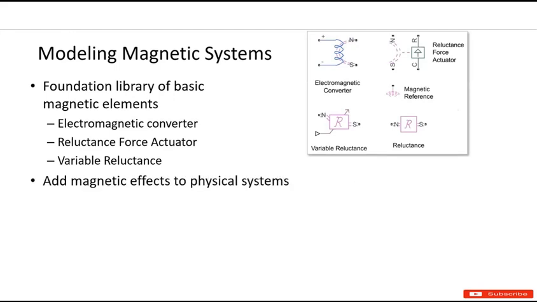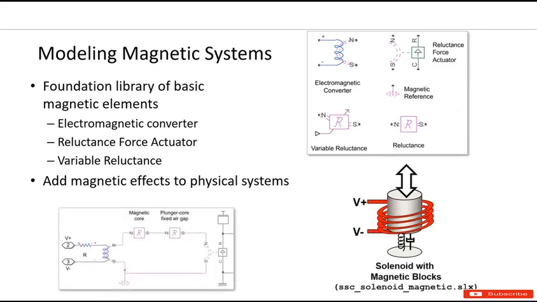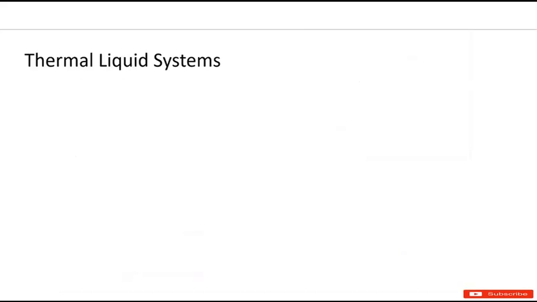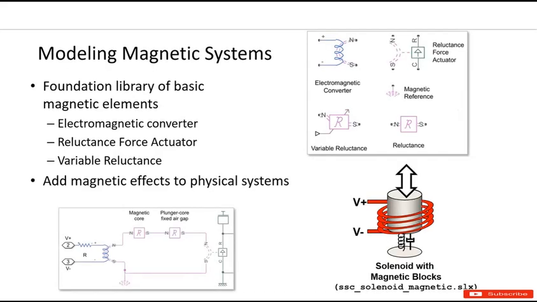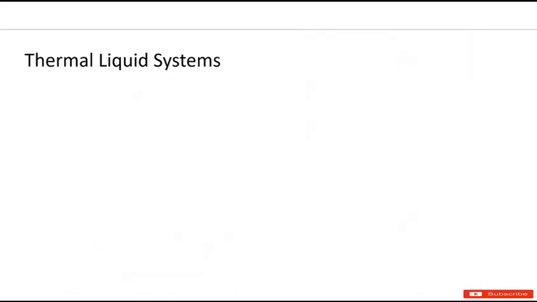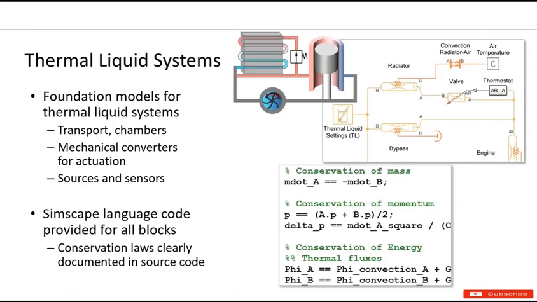And then there's another library for modeling magnetic systems. So this has foundation libraries for basic magnetic elements like electromagnetic converter, the magnetic reference, and so on. So to the physical system you can add magnetic effects. Then, so you can see there are so many of these, close to 10 foundation libraries itself. In addition we have advanced libraries as well.